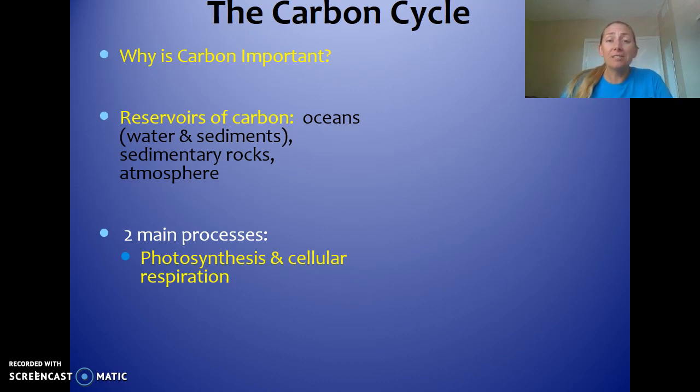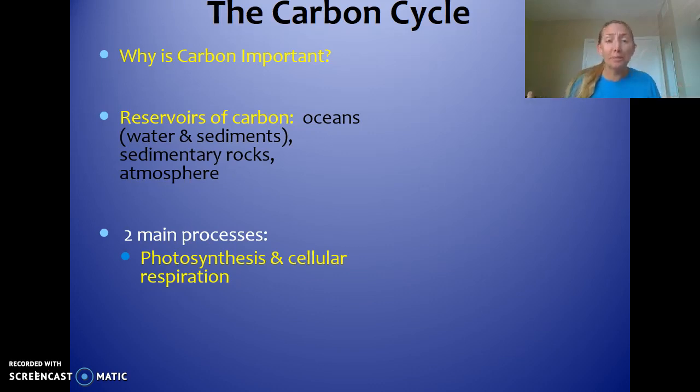But the products of photosynthesis become the reactants for cellular respiration and vice versa. So they go hand in hand, and the carbon cycle actually goes together along with the oxygen cycle. We don't really get into the oxygen cycle, but they're similar processes because there's oxygen attached to the carbon in carbon dioxide and glucose and all that good stuff. So the two main processes that are part of the carbon cycle are photosynthesis as well as cellular respiration. And these are the natural processes.